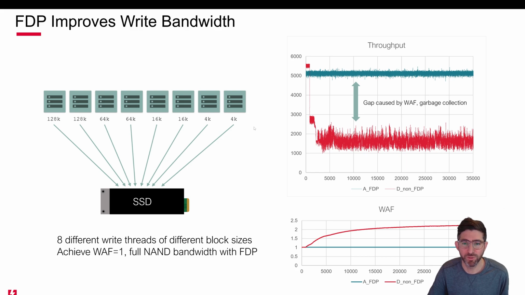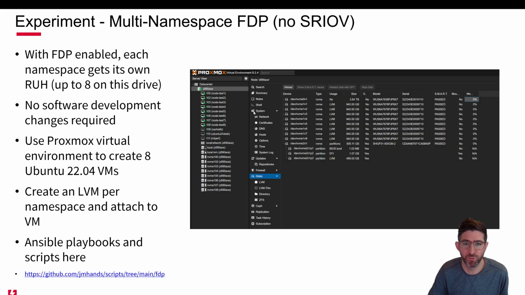So I had an idea. I said, what if you didn't have to actually tag the applications with the FDP RUH? What if you actually just took those workloads and just split them up into different namespaces? Would you get the same results? And so this was the genesis of this experiment I was going to be performing.